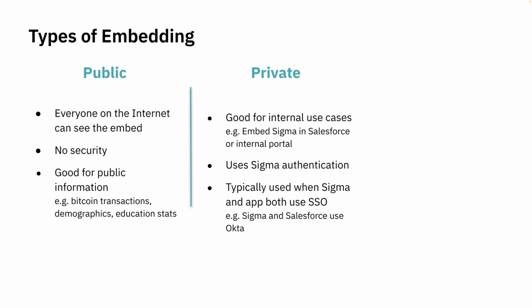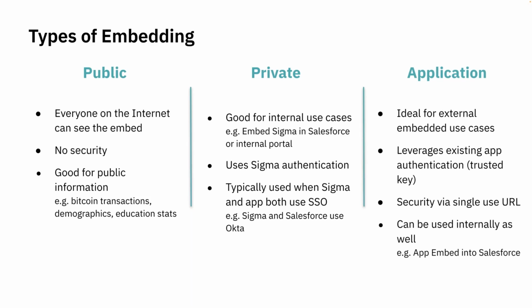And going back to the licensing question from a second ago, in this case, the licensing is exactly the same as your regular internal Sigma licensing that you have today. So private embedding is really meant for internal use cases, and it's really a way of getting to Sigma just like you log in normally, but without actually logging into Sigma, going in through Salesforce as your entry point. So we do have quite a few customers that are using private embedding.